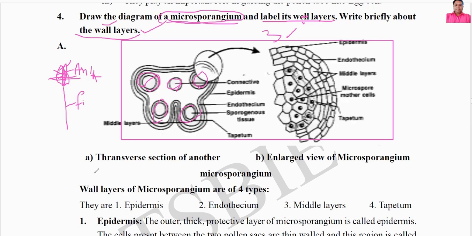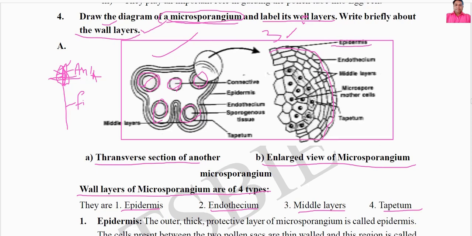The first picture indicates the transverse section of the anther, and the second diagram is the enlarged view of the microsporangium. The wall layers of the microsporangium are 4 types: epidermis, endothecium, middle layers, and tapetum. The first foremost layer, a rectangular single layer of cells, is called epidermis.